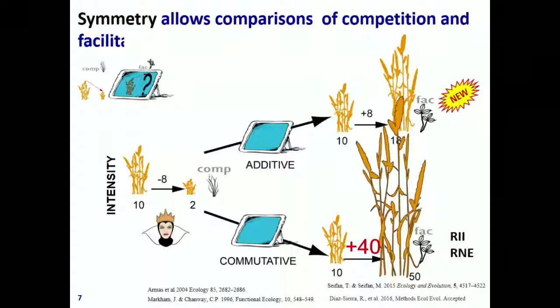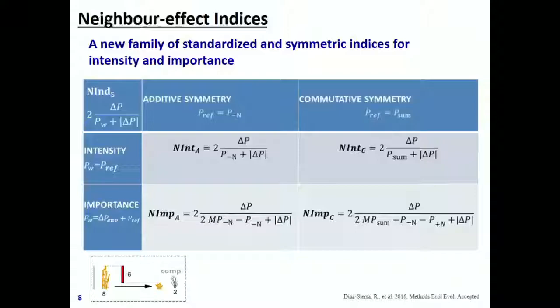Okay, so that's our proposal. We build a new family of indices from a single formula, where in fact what we are doing is putting this red quantity up and down in the numerator and denominator, which guarantees symmetry. It's not so easy to explain, but if you do some graphs, it's easier. And we choose different references for the denominator also. And then we build intensity and importance, with additive and commutative symmetry. We have these four indices, which are very easy to implement.